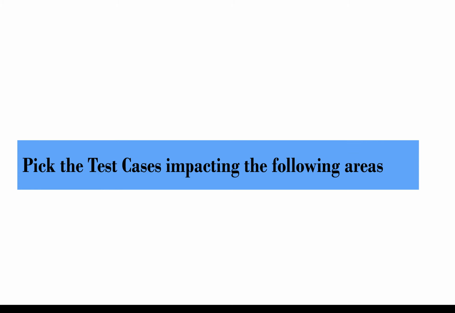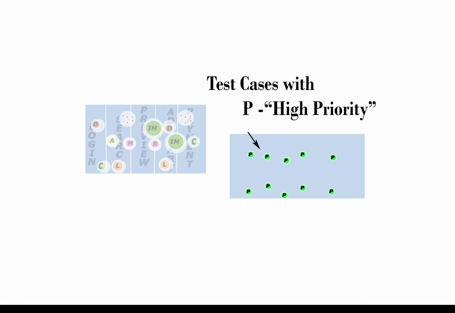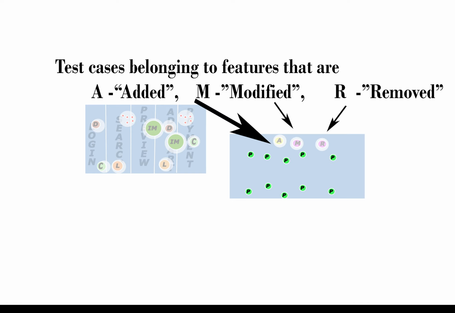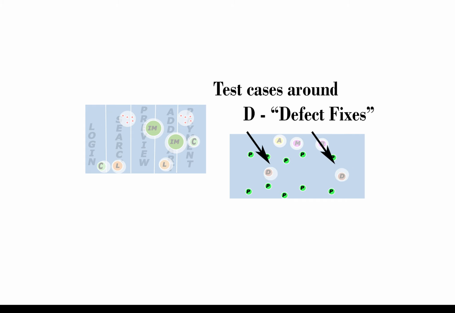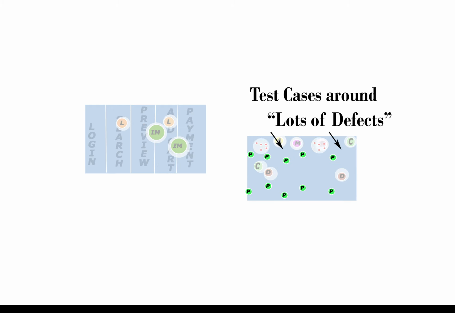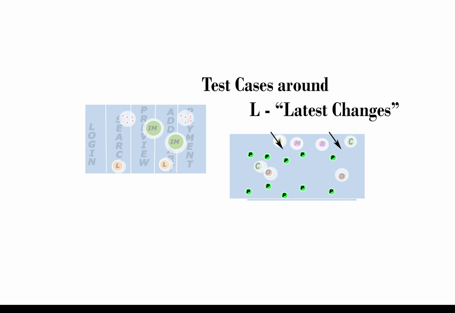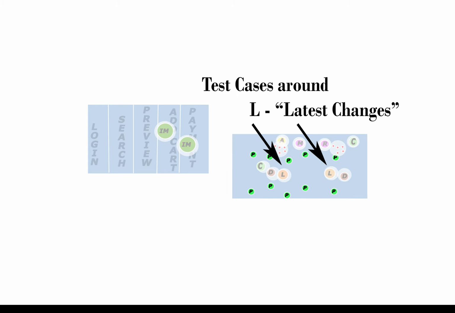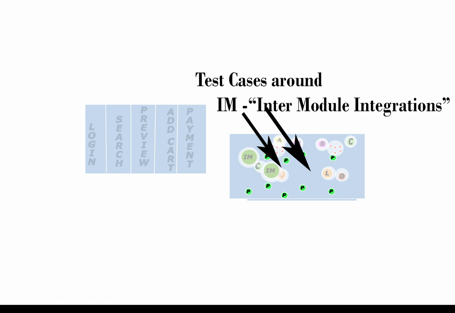Pick the test cases impacting the following areas. 1. Pick high priority test cases. Second, include the test cases around the features that are added, removed, or modified. Third, include test cases around the defect fixes. 4. Include complex test cases. Also include test cases where you got a lot of defects. Include test cases around the latest changes. Include test cases where there is intermodule integration.